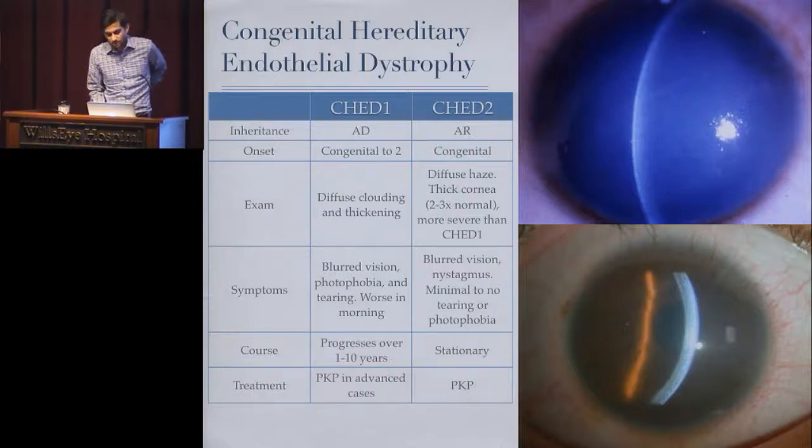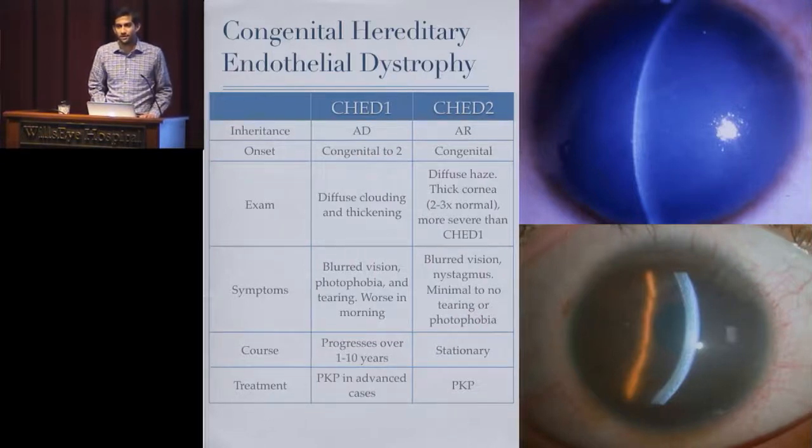And sometimes these patients don't need surgical intervention, but CHED 2 is recessive, and these kids will come in with corneas that are almost 2,000 microns in thickness. They're huge, and they have nystagmus, and they can't see that well. They need a transplant. CHED patients, even though the disease is in the endothelium, you can't do a DSEK on them. You need positioning and things like that for a DSEK to work, so they all get PKs.